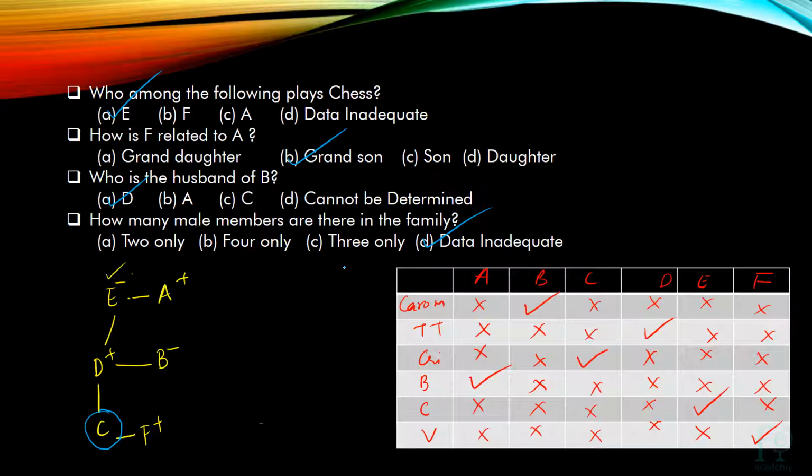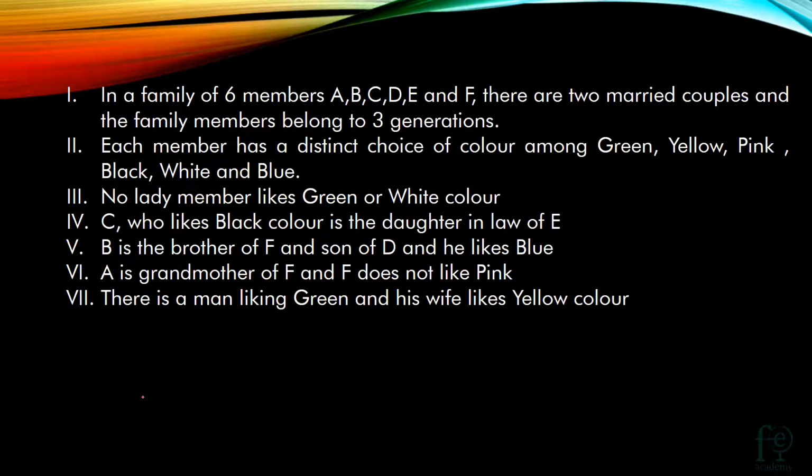So now let's go to question number 2. In a family of 6 members, A, B, C, D, E and F, there are 2 married couples and the family members belong to 3 generations. Each member has a distinct choice of color among green, yellow, pink, black, white and blue. No lady member likes green or white color. C, who likes black color, is the daughter-in-law of E. B is the brother of F and son of D and he likes blue. A is grandmother of F and F does not like pink. There is a man liking green and his wife likes yellow color.